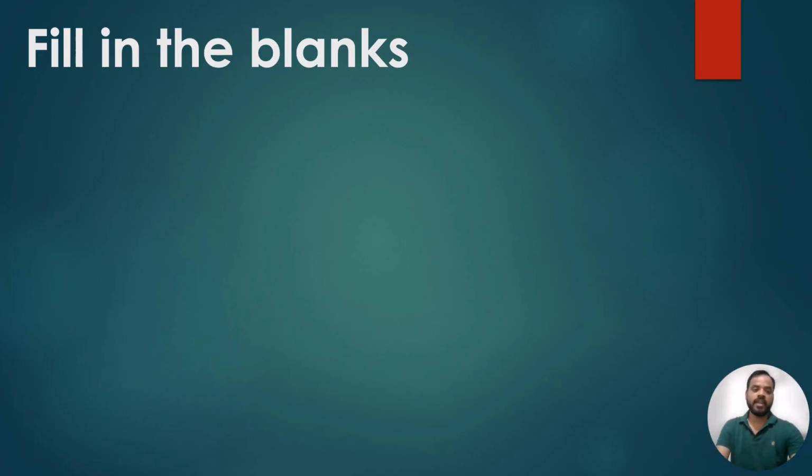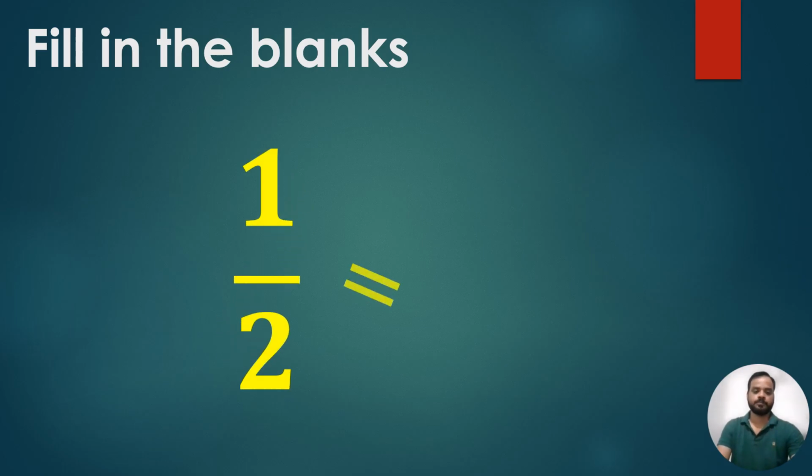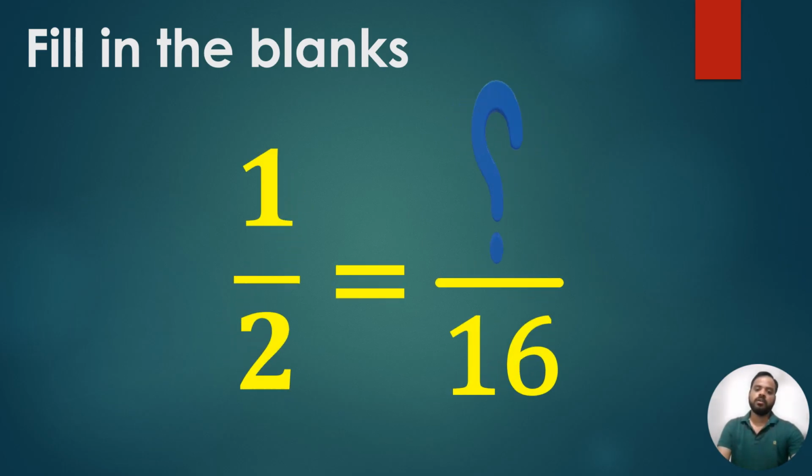Now we will do some fill in the blanks. So it is given that 1 by 2 is equal to question mark by 16. So what will be here? What will be the numerator? So since there is an equal to sign, we need to understand that we need to find the equivalent fraction. So this 2 becomes 16.